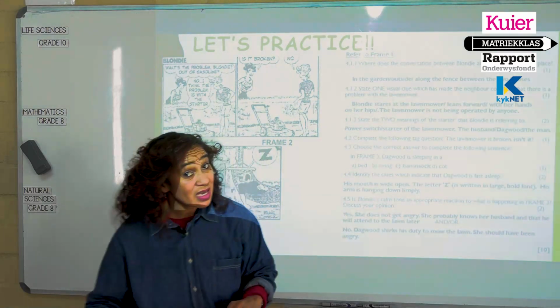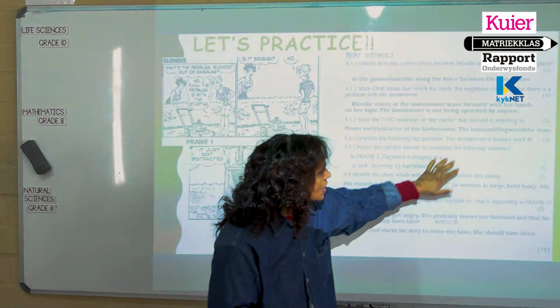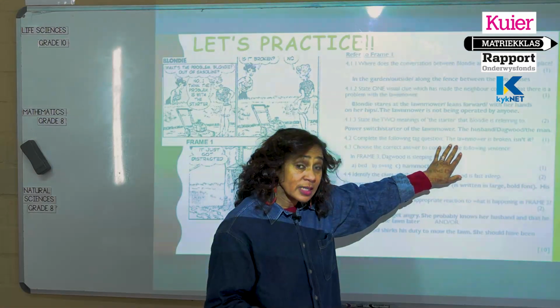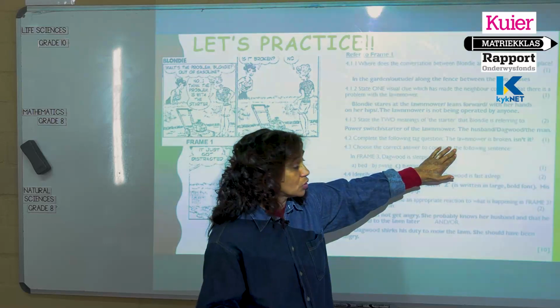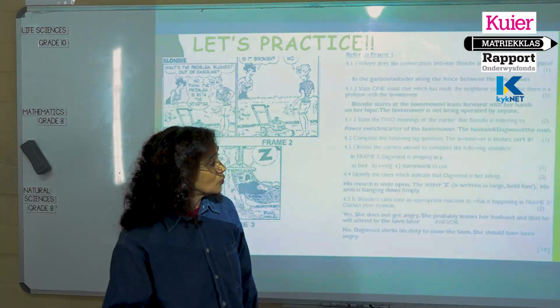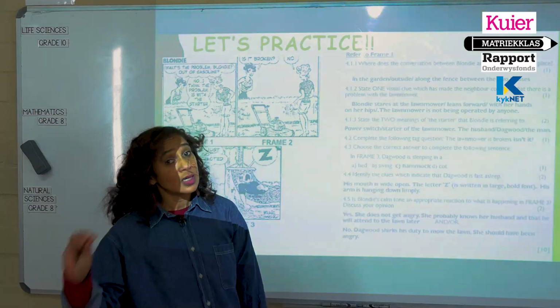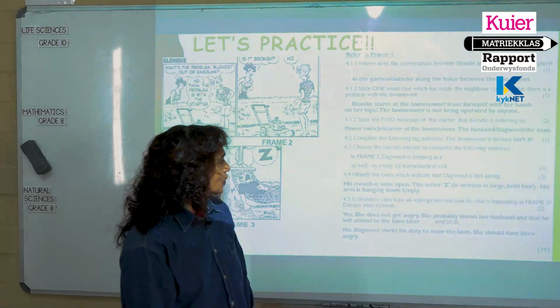So here's a tag question. Remember your tag questions. The lawnmower is broken, isn't it? Okay, or you can write the contraction out in full: is it not? With a question mark at the end, don't forget.